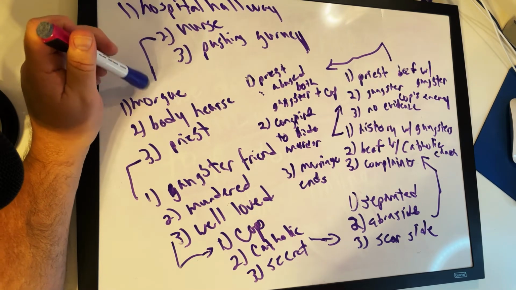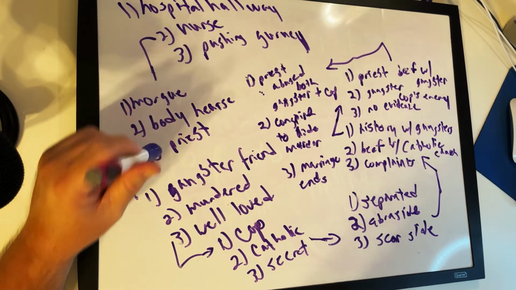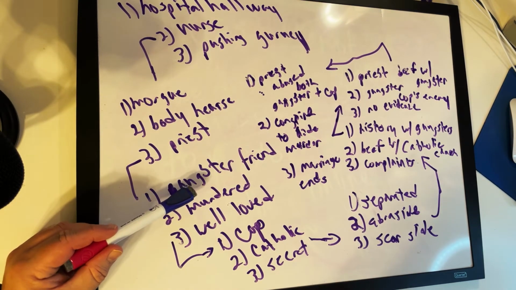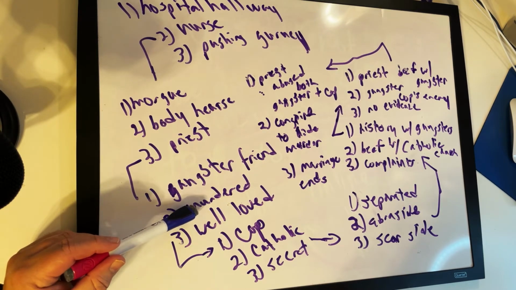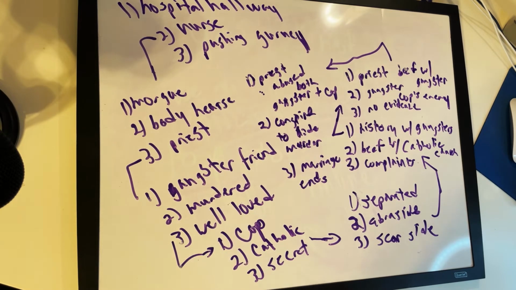So by sticking with the rule of threes, we did a hospital hallway, a nurse pushing a gurney. Then we took the nurse and we wrote three things about her. She works in the morgue. She had to go to the body, and the body was of a priest. And then we created three new things for the priest. The priest was the gangster's friend. He was murdered, but he was well loved. The cop investigated it, so we bring in a cop, and he's a Catholic, and he has a secret.